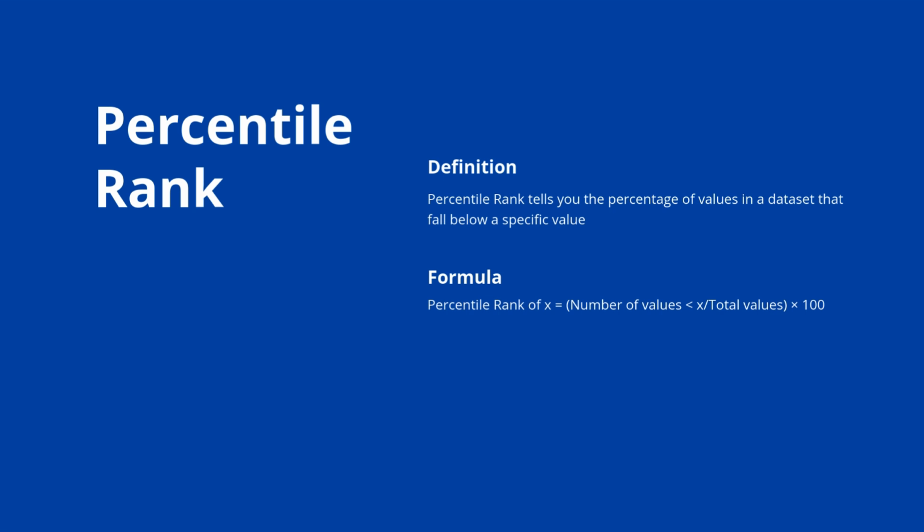This is the percentile rank formula. Here we have the number of values less than x divided by the total values in the data set, times 100.